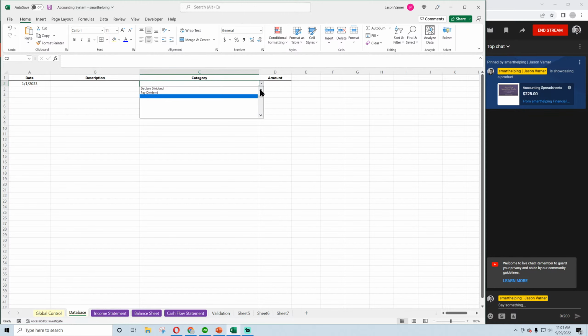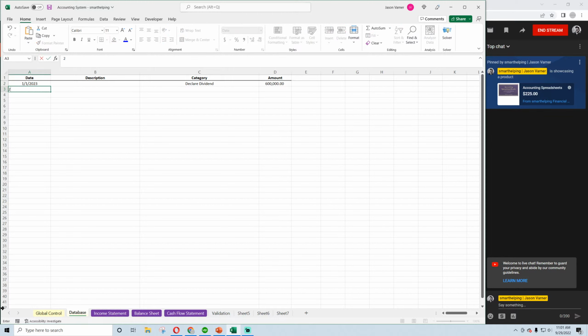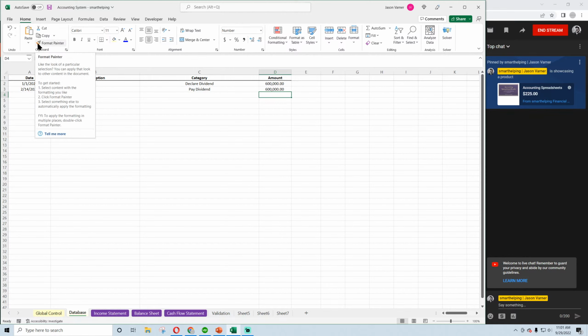We declare the dividend. Let's say the total declared dividend is going to be 600,000, and we declared it for some other date in the future when we pay it. Then there's when we pay the dividend for 600,000. Now let's check our financial statements and see if we coded it right.